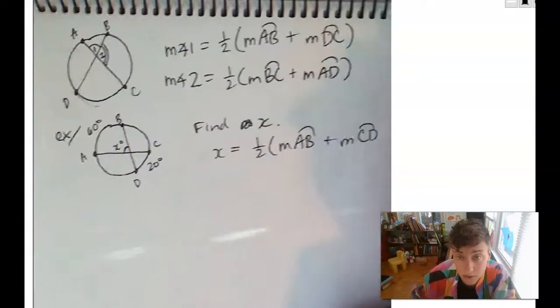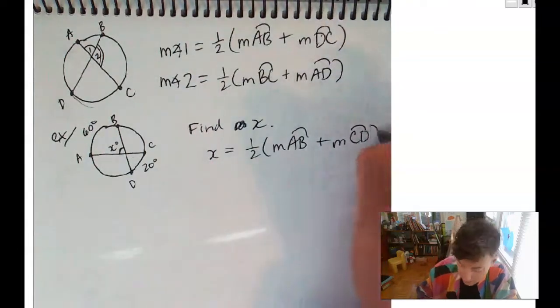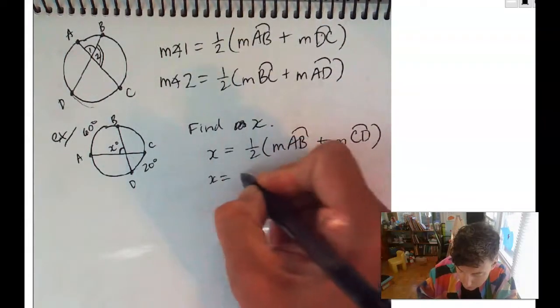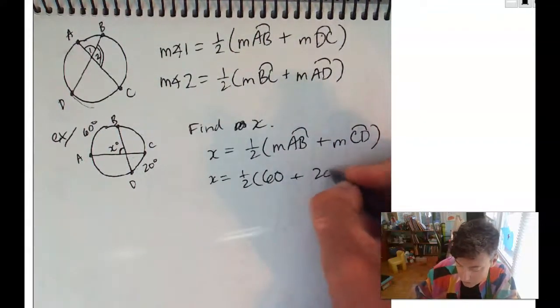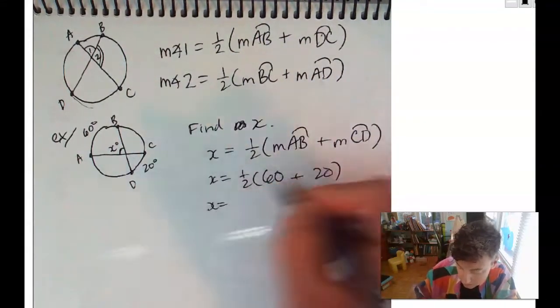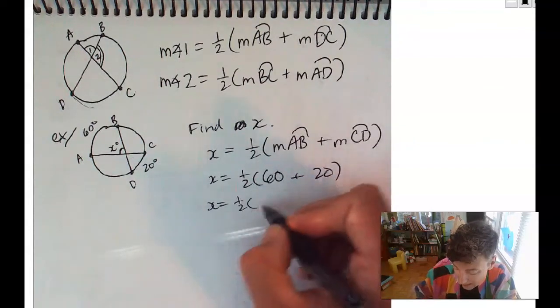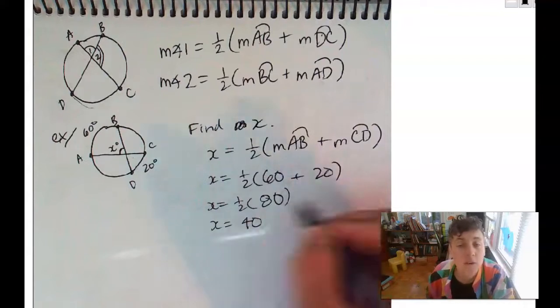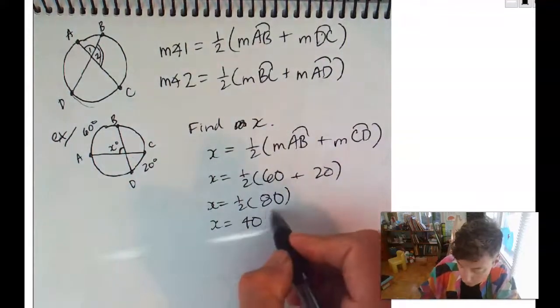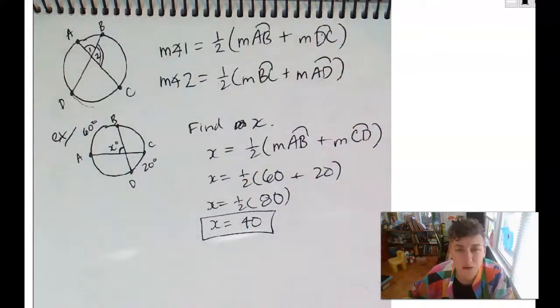Almost running off the page there. Doing great. So x equals 1/2. AB is 60. CD is 20. So x equals 1/2 of 80. So x equals 40. Cool. All right, one more for good measure.